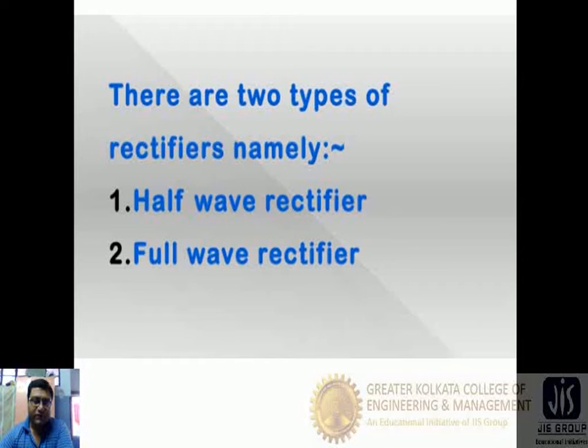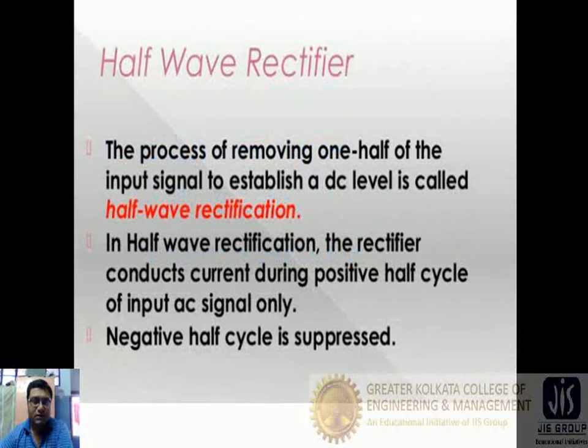The full-wave rectifier can be further classified into two categories. One is the two-diode rectifier, or using a center-tap transformer. A full-wave rectifier can be done using two diodes, and there is a bridge rectifier which uses four diodes in action to make this rectifier. We'll discuss one by one in our coming slides. So first we start with the half-wave rectifier.